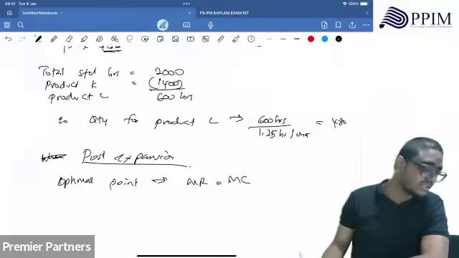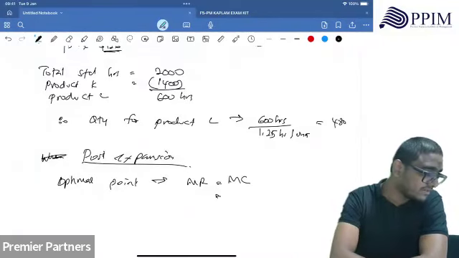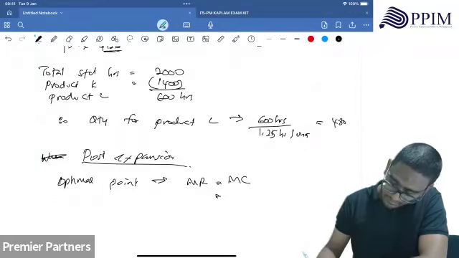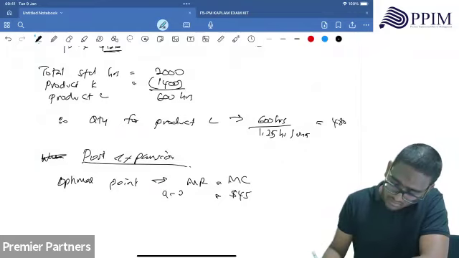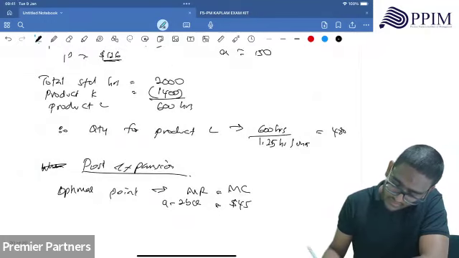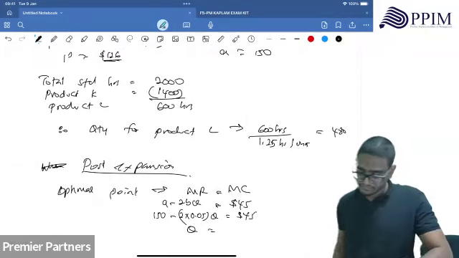What is your marginal cost for this product? Marginal cost for the product was given as 45. MR, how do you calculate MR? A minus 2BQ. A is 150, minus 2 times 0.05Q is 45. Calculate Q.